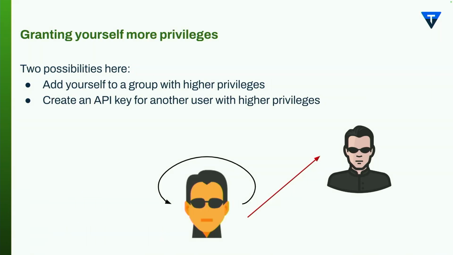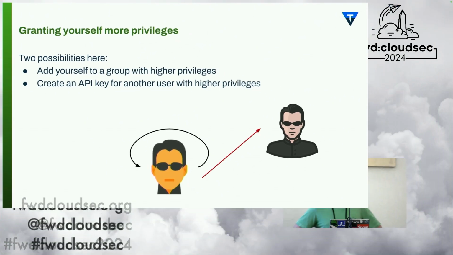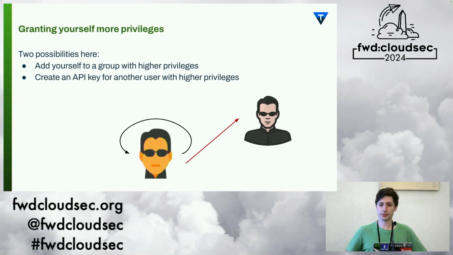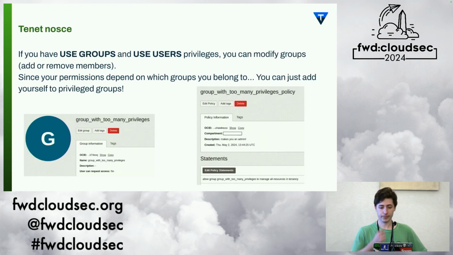Hi guys. So, talking about the remaining privilege escalation methods. There are also, let's say, flaws that let you grant yourself more privileges, depending on the privileges you have, okay? First of all, if you have both use groups and use users privileges, you can modify groups, okay? You can add or remove members from groups. But the thing is, as Felipe explained, privileges in Oracle are defined by which group you belong to. So you can just add yourself to a group with higher privileges, so you get more privileges.